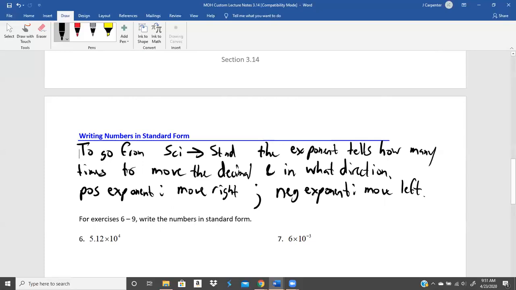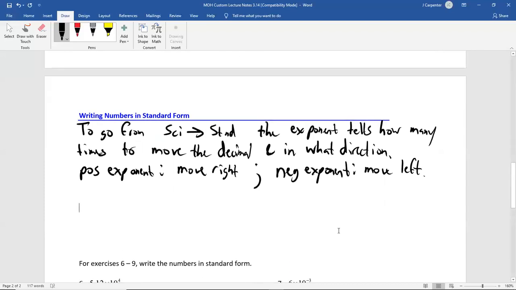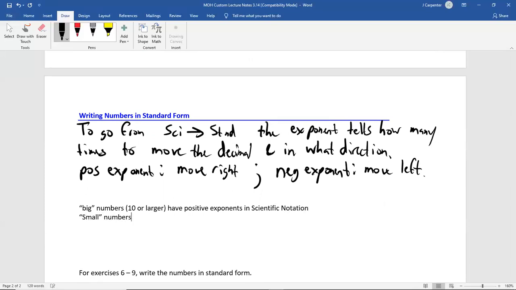So I mentioned I have a nice little helpful way of getting this straight no matter which direction you're going. And it has to do with big and small numbers. So big numbers, and I say a big number is something 10 or larger, have positive exponents in scientific notation. Small numbers, which are less than 1, have negative exponents in scientific notation.